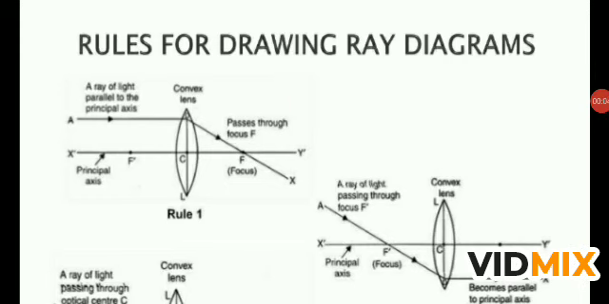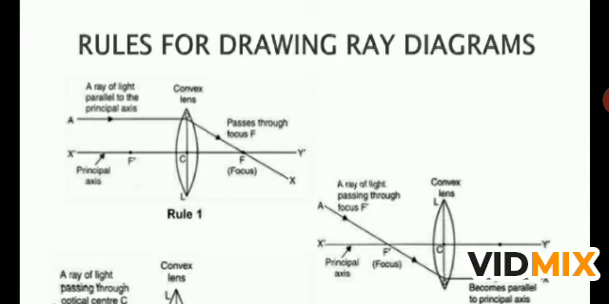Once again we are here with a new video, and in this video we are going to learn how to draw the ray diagram for image at different positions of the object in the case of convex and concave lens. Before that we are going to revise the rules for drawing the ray diagram. It was discussed in the previous video also, but here again we are going to revise these rules.